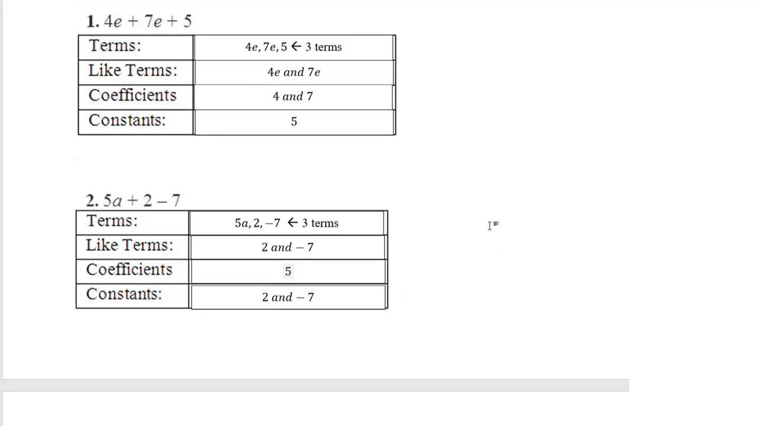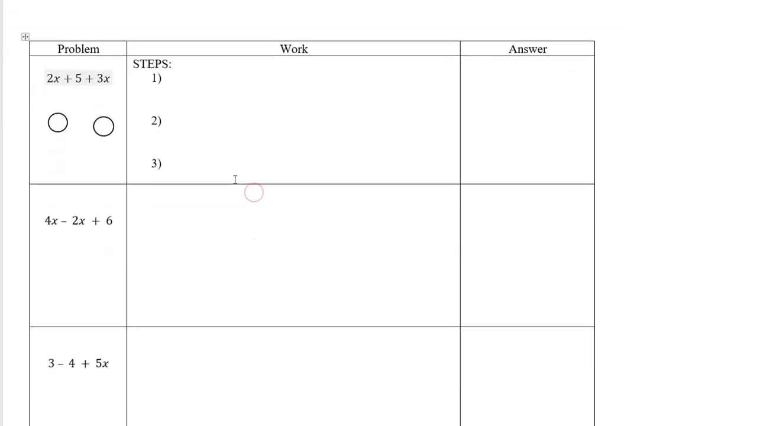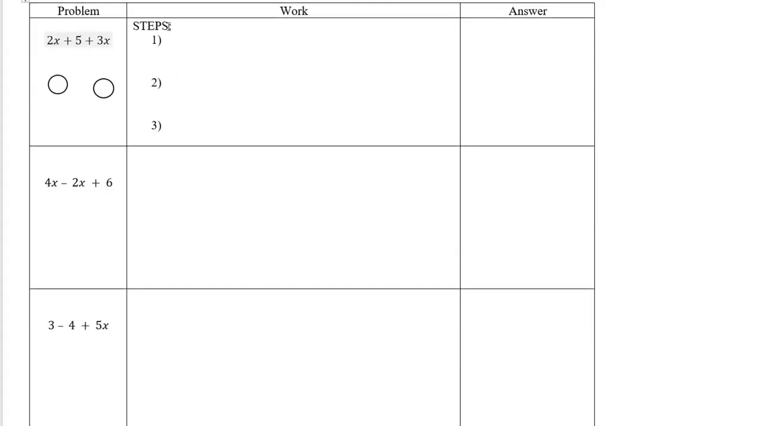Okay, so now let's talk a little bit more about actually adding like terms together. So here's a problem. I'm going to work it out. I want you to copy down the steps while we do it. So the first thing I'm going to do here is look at this problem and identify and circle the like terms.